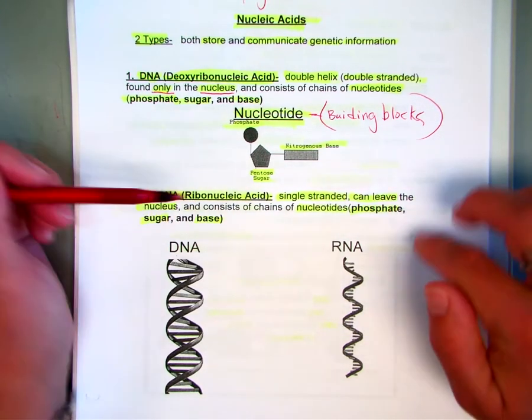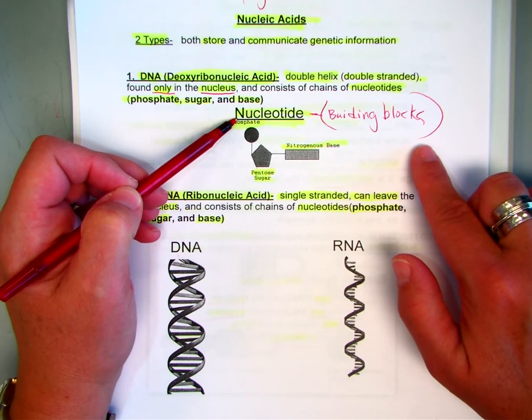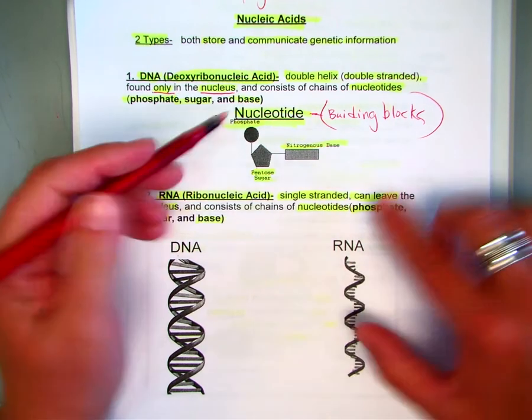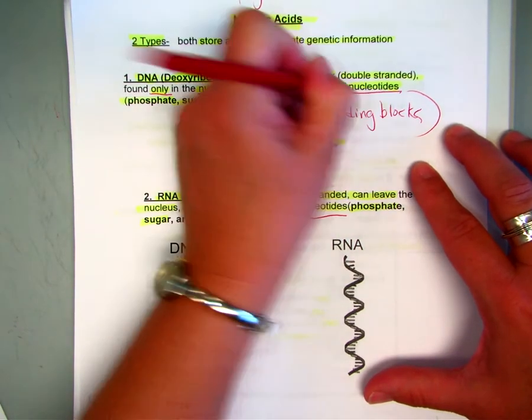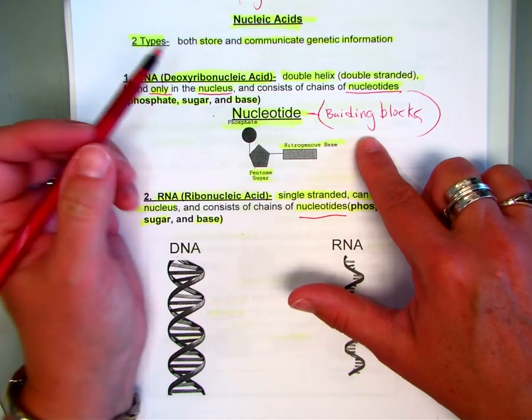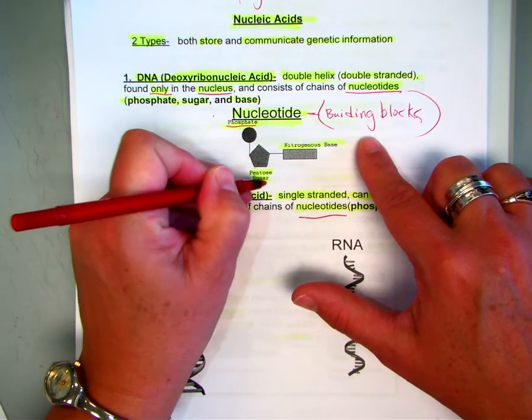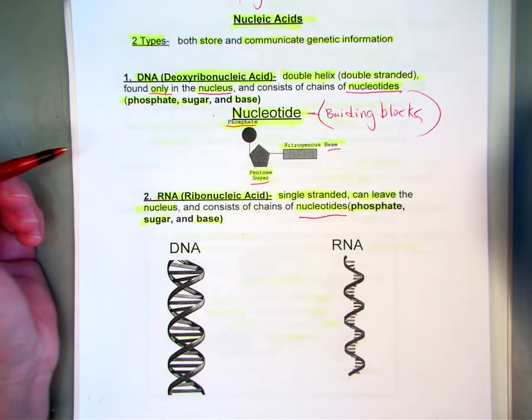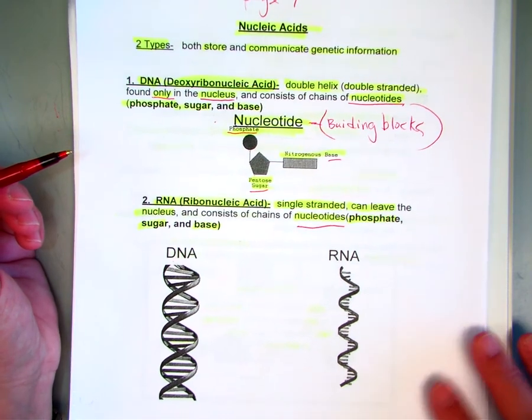All right? And they both have the building blocks, nucleotides. Remember, I put it up here, but it's the same thing for both. Nucleotides. You need to know what the nucleotide consists of. A phosphate, a sugar, and a base. Okay, so those were the 4 organic compounds.